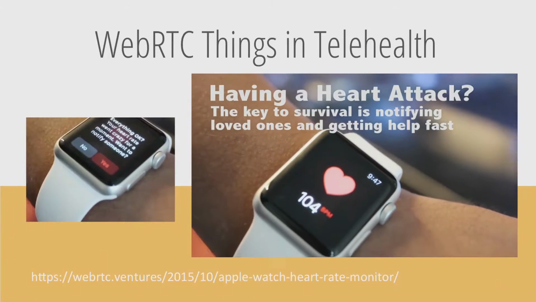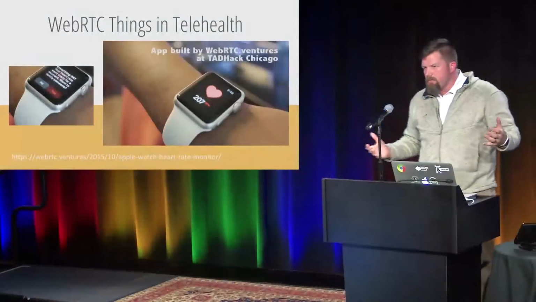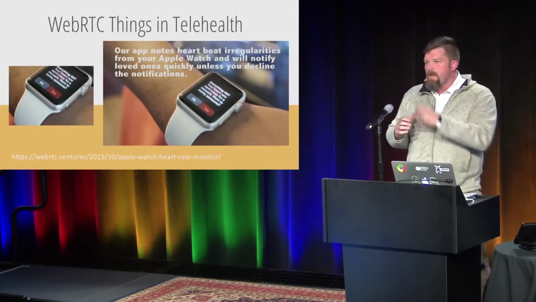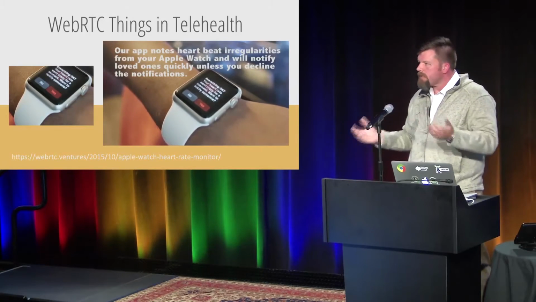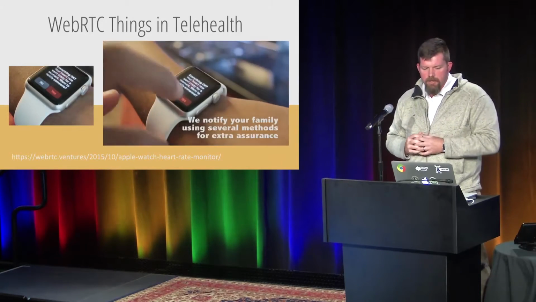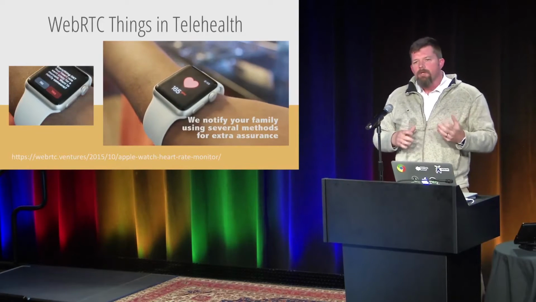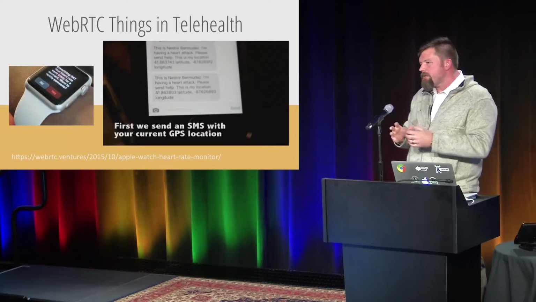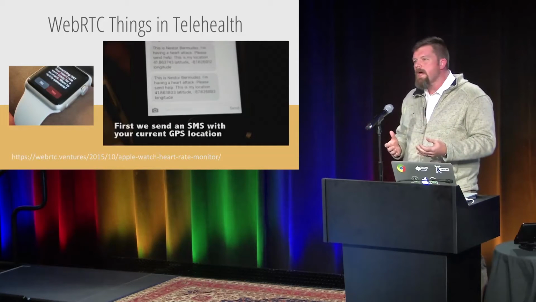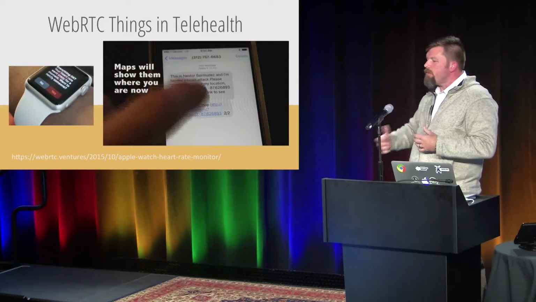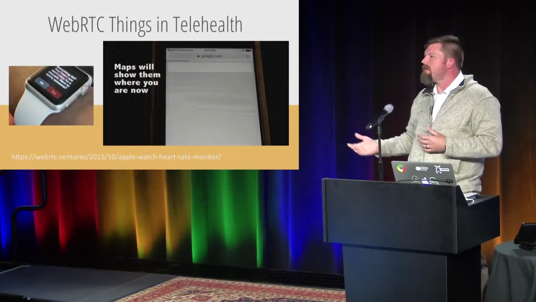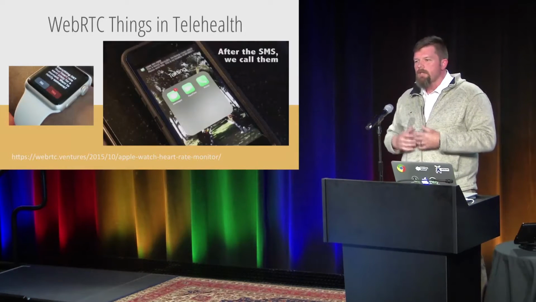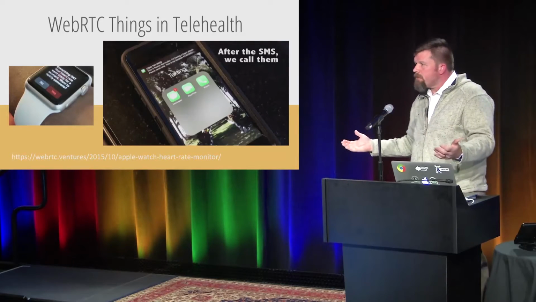In addition, we can imagine many other types of sensor data being combined. This little video is from an Apple Watch prototype that we made at a TAD Hack in Chicago last fall, where we're using the heart rate monitor on the watch and an algorithm that we found to try and detect if you're having a heart attack, and then to automatically notify your loved ones by SMS and a text-to-speech phone call to let them know where you are and that you're having an emergency.